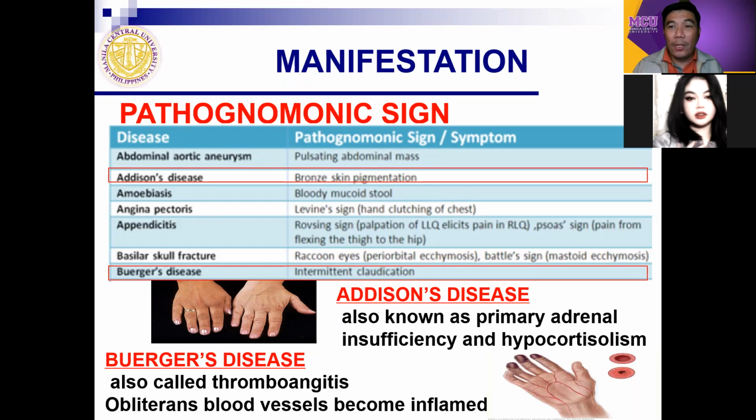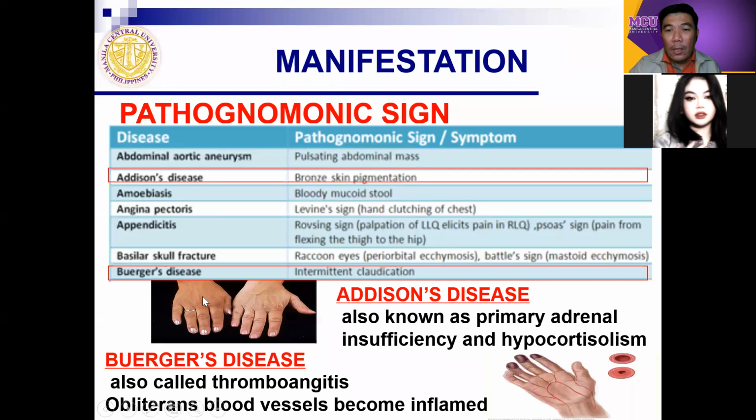Ibig sabihin, there is a decreased perfusion or circulation sa kidneys and at the same time, decreased production of cortisol. Di ba ang cortisol, very important as a natural anti-inflammatory substance. Kaso, hindi siya nagpo-produce. Yun yung problem. Decrease ang production ng cortisol. Yun ang Addison's disease.